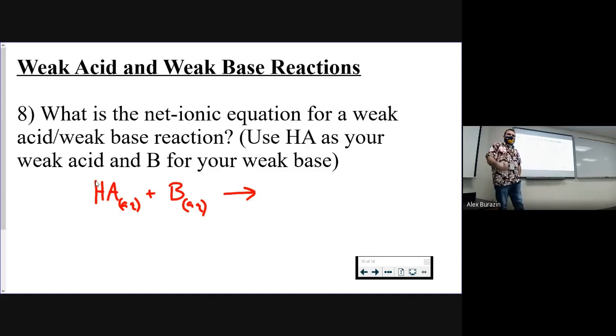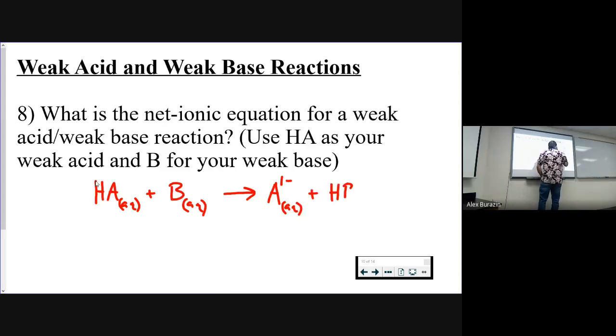Proton transfer is a Bronsted-Lowry acid-base reaction because we are transferring a hydrogen ion, and a hydrogen ion is a proton. So it's a proton transfer. All right, so what do we get? We get A minus, oops, not a plus, my bad. And we get HB plus. This is the generic setup for weak acid, weak base.